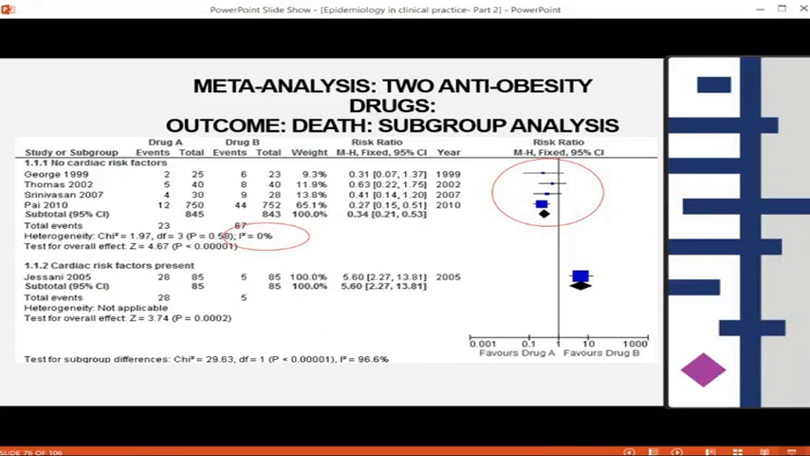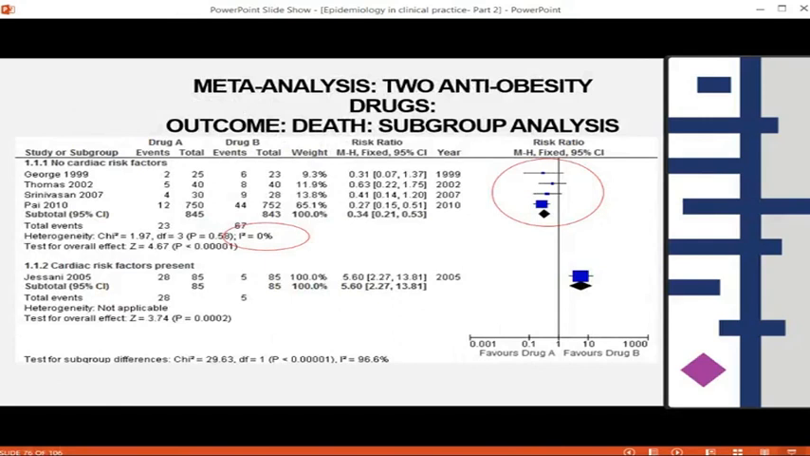Jesani did not exclude people with cardiac risk factors. And so in his study, his patients had more people who died on drug A. So we are not giving you the pooled effect estimate for both. We're just telling you, in the subgroup with four trials where people did not have cardiac risk factors, drug A is better than drug B consistently.